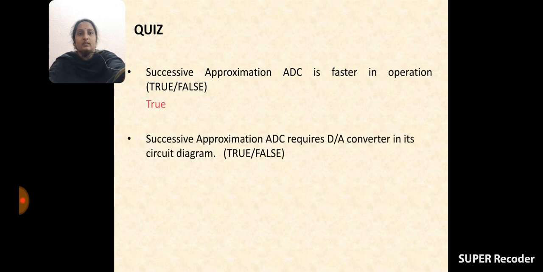And see, the successive approximation A to D converter is faster in operation. Is it faster, SAR? Yes, it is very fast. Next, a true or false statement: the successive approximation A to D converter requires a D to A converter in its circuit diagram. Yes, it is there, so that gives true.